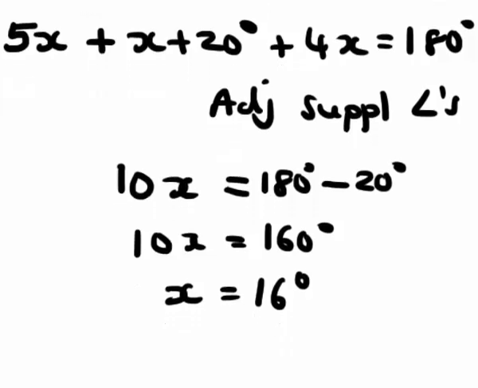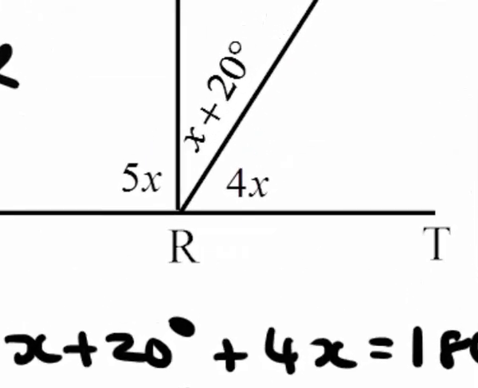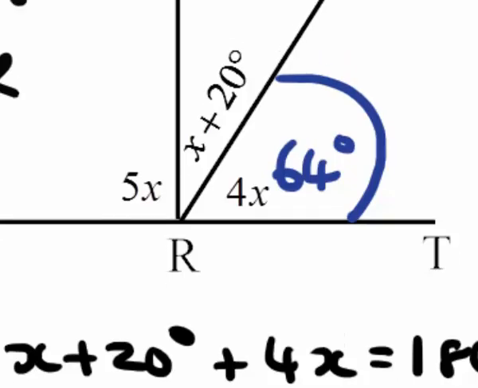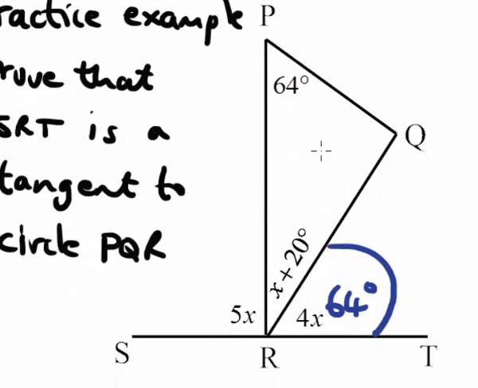Now if x is 16, what would happen here? If x is 16, 4 times 16 is 64. I'm not going to worry about the others, but this angle here would be 64 degrees. Now look at this. Here's the interesting part. Do you notice that these angles are equal?